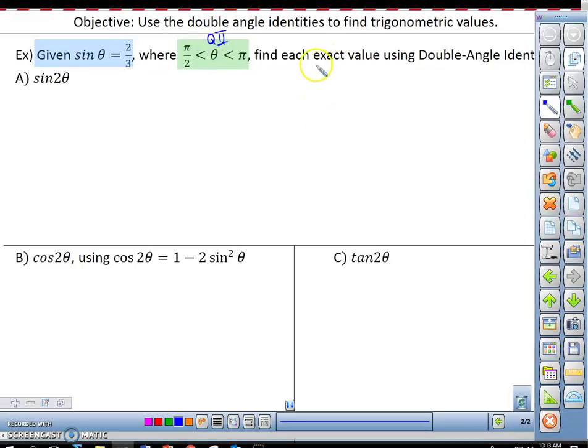We're supposed to find exact values, and they should be in their simplest form. And we're going to start with sine of 2 alpha. So we have to do a couple of things actually. And probably the best thing to do first is to treat this as a right triangle in the second quadrant, and find the third side that we don't know right now.